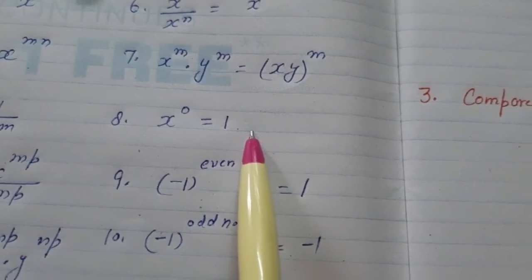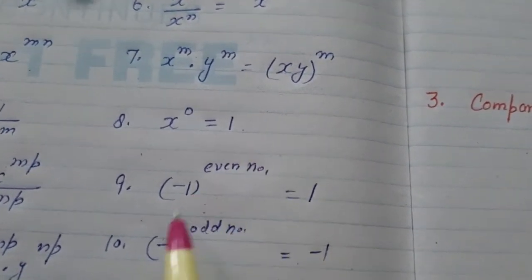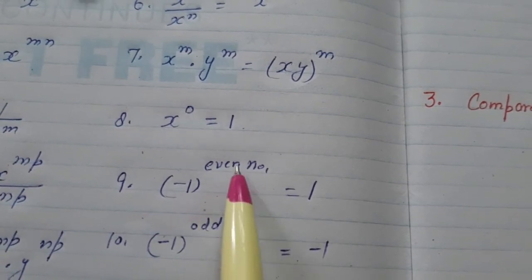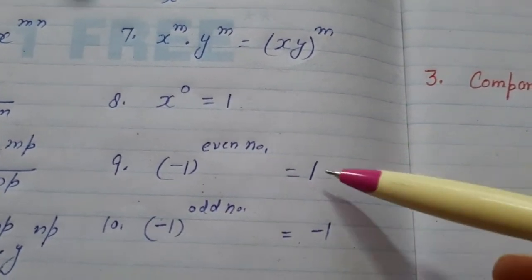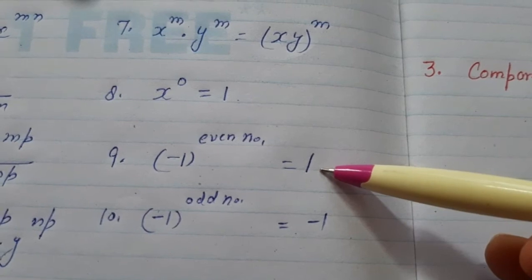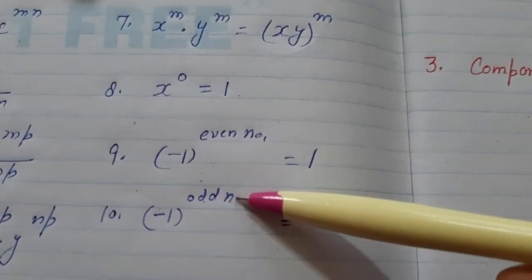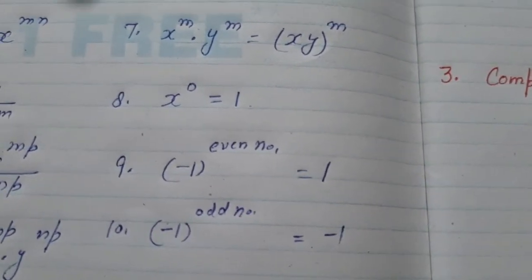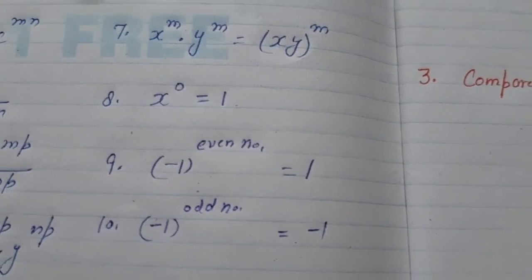Whether it is 1000 raised to power 0, it will also be 1. Minus 1 raised to power an even number, for that we will have the value as positive 1, and minus 1 raised to power an odd number, then we will have its value as negative, that is minus 1.